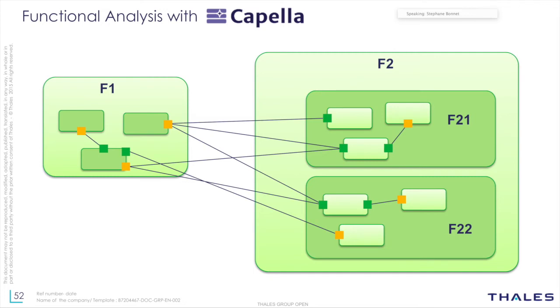This is why a strict rule in Capella is that only the leaf functions can have ports in a finalized design. So now I'm going to illustrate that. This is what I have in my model: 2 functions with subfunctions, and F21, F22 having themselves subfunctions, and all the exchanges are between the leaf functions.